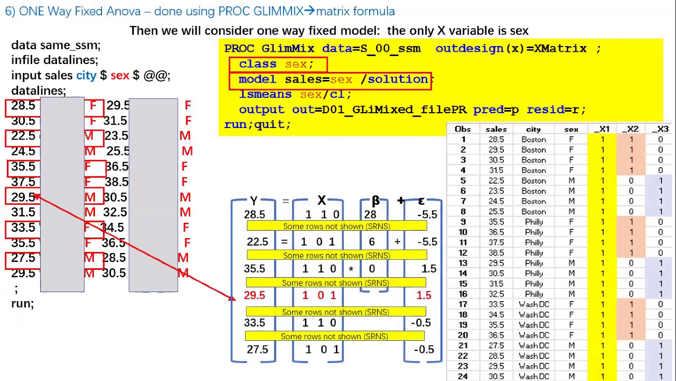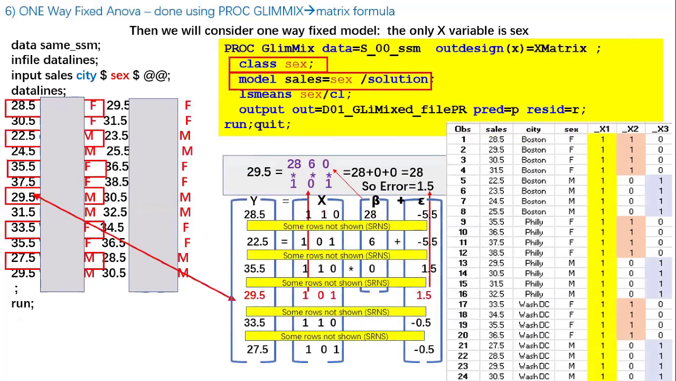And the second observation is 29.5. This is our calculation process. And this is our predicted value, 28. So we find the error is 1.5.